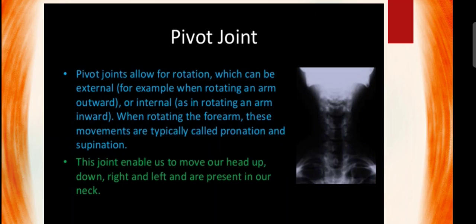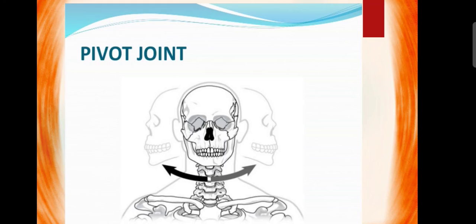So children, if such kind of rotation is there, those joints where this kind of rotation takes place are called pivotal joints. And this joint enables us to move our head up, down, and right and left as well, and is present in our neck. So these are called pivot joints. You can see here in this diagram, this joint helps our neck to move left and right.